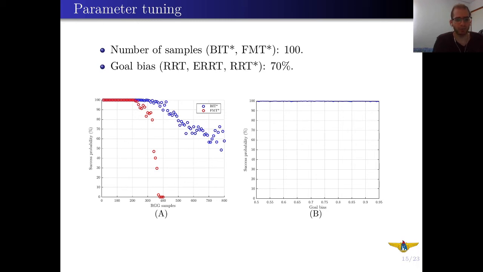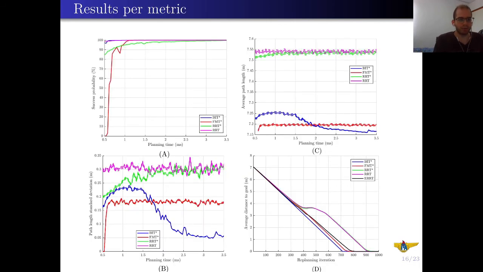You can check the plots of each one of the parameters and the performance in terms of success probability, varying each corresponding parameter. So in each situation we approached a number close to 100%. So per metric, the first metric is the success probability in terms of the maximum allowed planning time. The shorter the planning time is, the harder it is to get a successful solution.